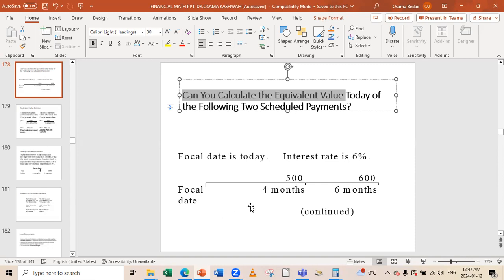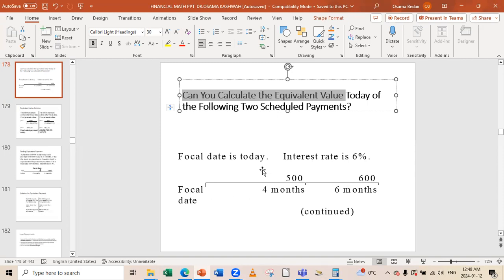So let's say now I have already given you the future value. So we want these two amounts of money now, at this moment. There are two amounts. One amount will equal $500 after 4 months, and another amount will equal $600 after 6 months. So can you get the equivalent of these two amounts now?